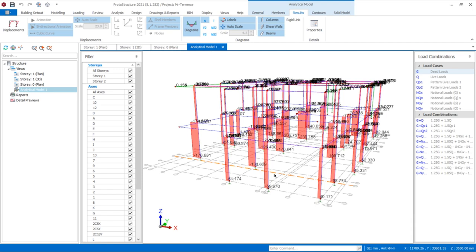Every beam becomes a line element. Every column becomes another line element. Every slab becomes a shell element. Every beam-column intersection becomes a node where forces are transferred.